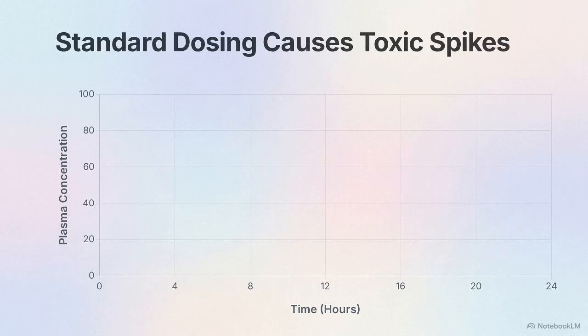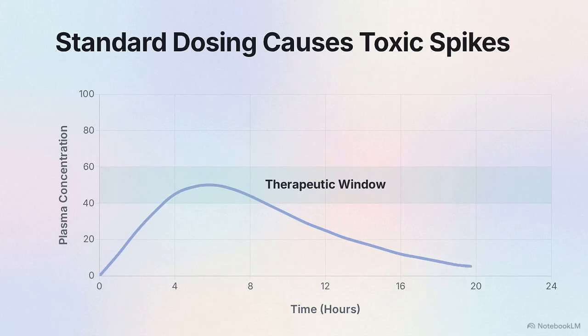This graph is a standard pharmacokinetic curve, plotting the concentration of a drug in the blood plasma over time. Notice the highlighted horizontal band across the middle. This is the therapeutic window, the precise margin between a minimum effective dose and a toxic overload.